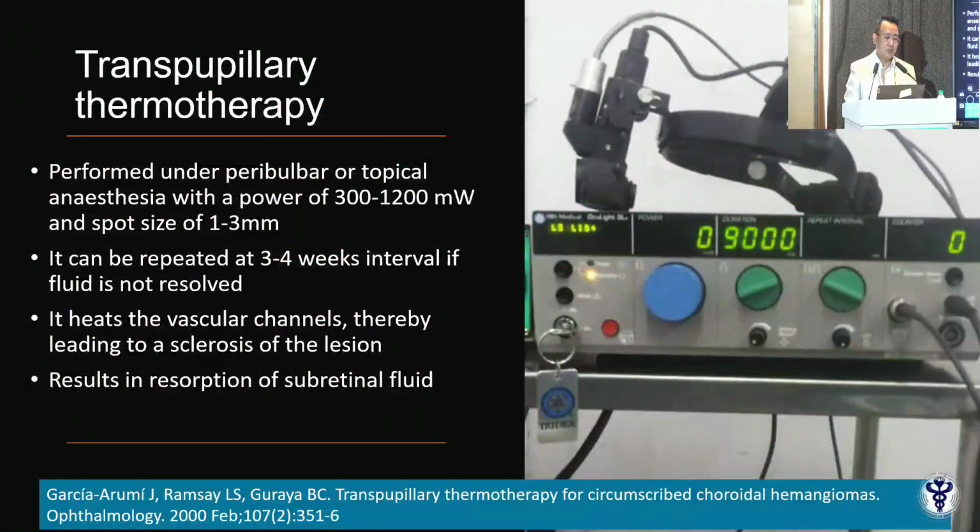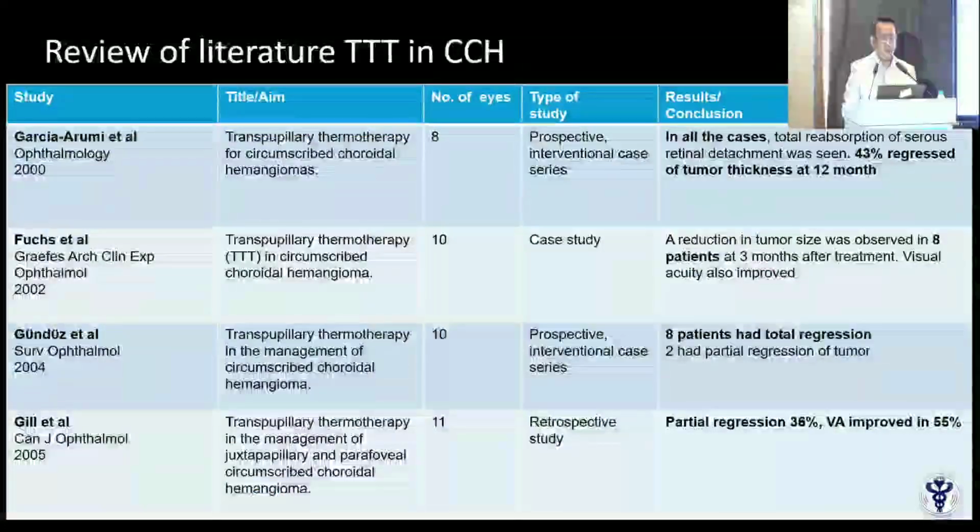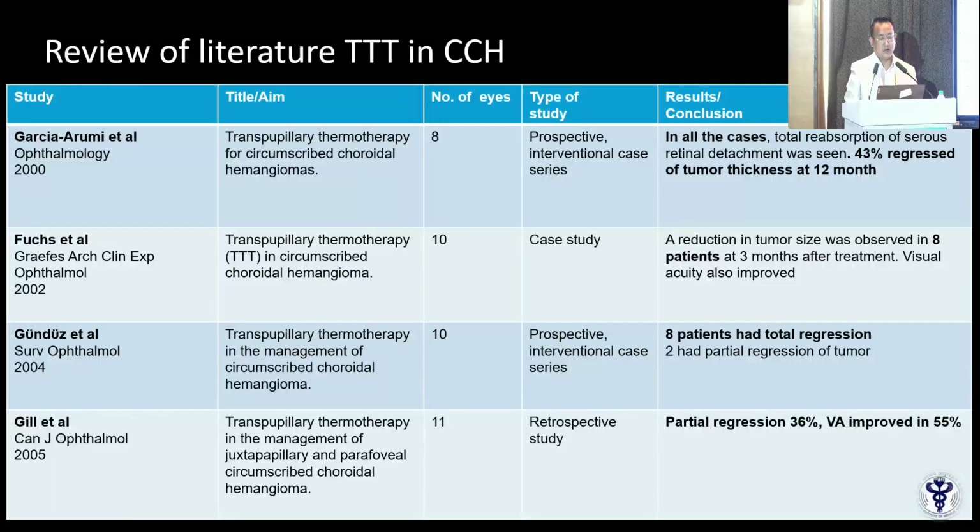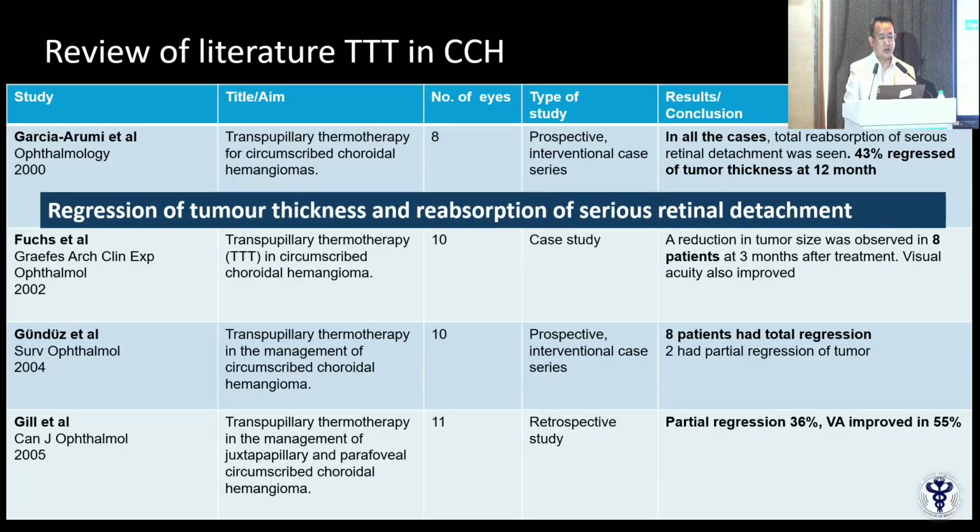So what this transpupillary thermotherapy does is that it hits the vascular channel, and it is done under topical or peribulbar block, and can be repeated at 3 to 4 weeks interval depending upon the fluid resolution. It helps in the resolution of the subretinal fluid and also regression of the tumor. When we review the literature, we found that the outcomes of TTT in choroidal hemangioma showed 40 to 50% regression of tumor, and vision improvement was found in around 55% of the cases. So it basically caused regression of the tumor and resorption of the subretinal fluid.